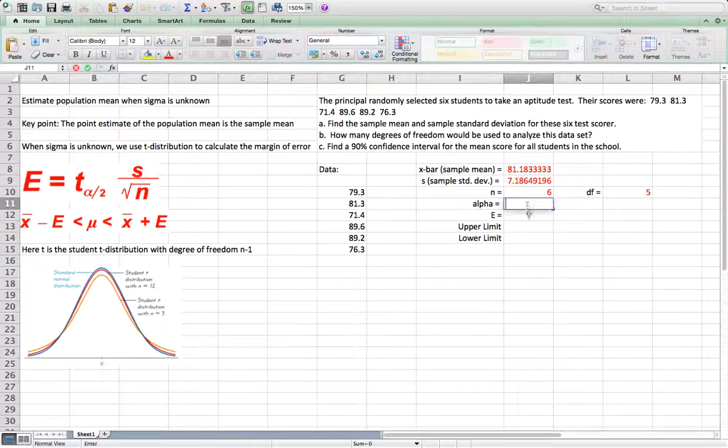Now, what is alpha? Alpha is 1 minus the confidence level, which is 0.9. So your alpha is 0.1. Before we calculate E, we probably want to calculate t alpha over 2 first. Let us calculate t alpha over 2 first.